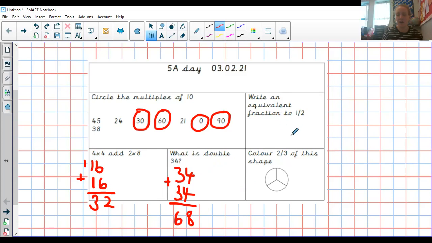Moving across over here, write an equivalent fraction to half. Now, we have covered this very briefly in class. Equivalent means the same as, okay, a fraction that is the same as half. So when I look at the fraction half, and I look at what those numbers are in relation to each other, 1 is doubled to make 2. Okay, 2 is halved to make 1.